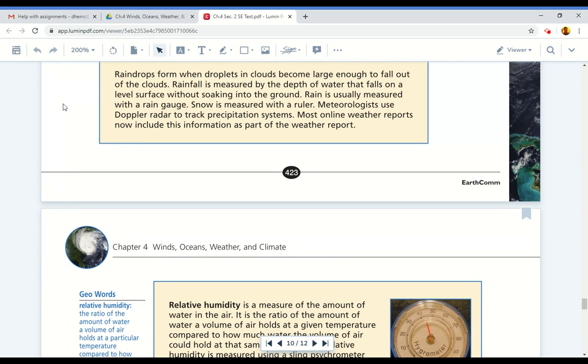Raindrops form when droplets in clouds become large enough to fall out of the clouds. Rainfall is measured by the depth of water that falls on a level surface without soaking into the ground. Rain is usually measured with a rain gauge. Snow is measured with a ruler. Meteorologists use Doppler radar to track precipitation systems. Most online weather reports now include this information as part of the weather report.